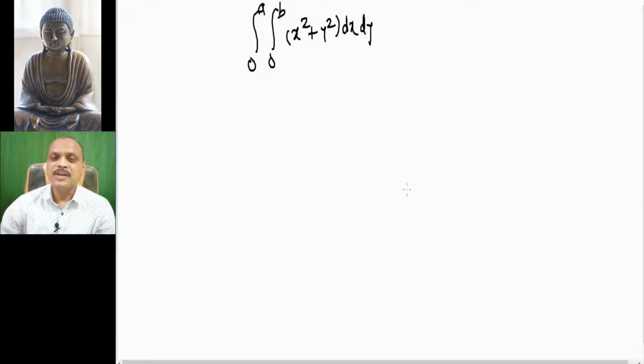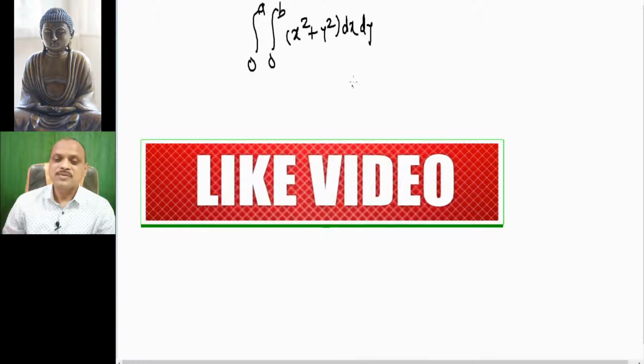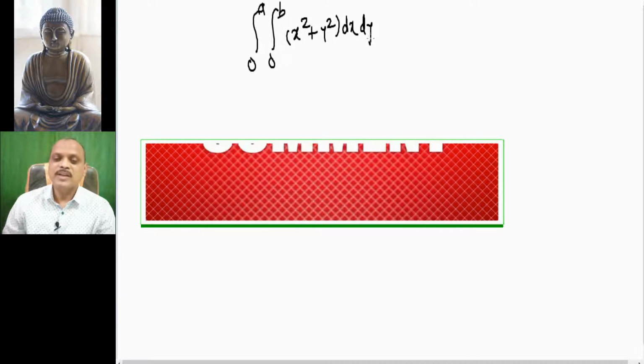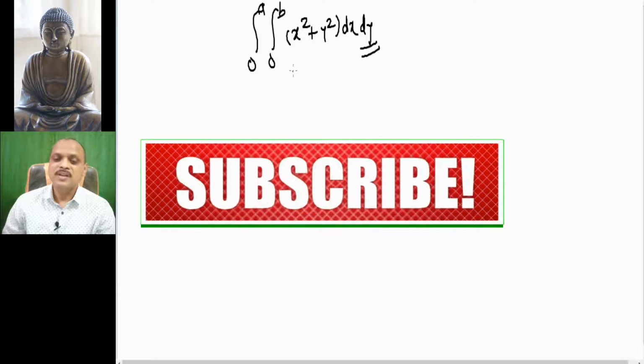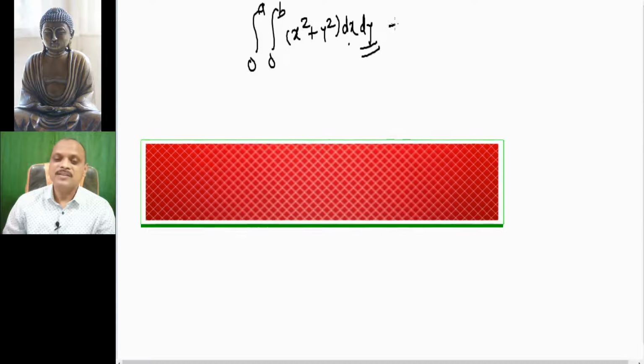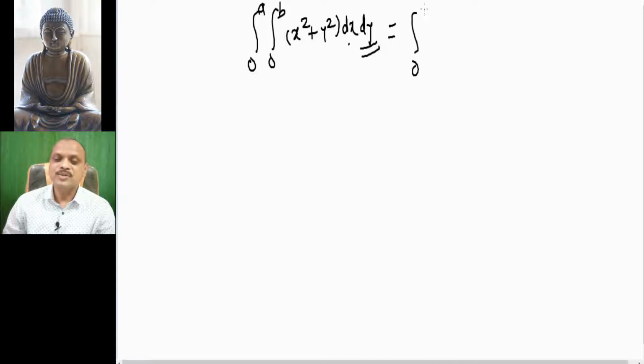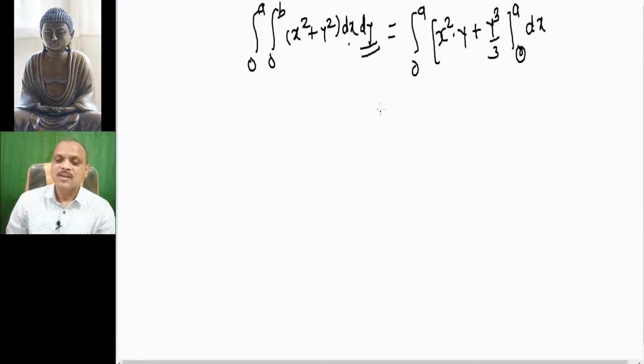Suppose I have to evaluate the double integral of x square plus y square, with limits 0 to a and 0 to b. This shows that we have to evaluate with respect to y first and then with respect to x, so this will be integration 0 to a. x square is constant, so the integration gives x square y plus y cube divided by 3 between the limits 0 to b, into dx.